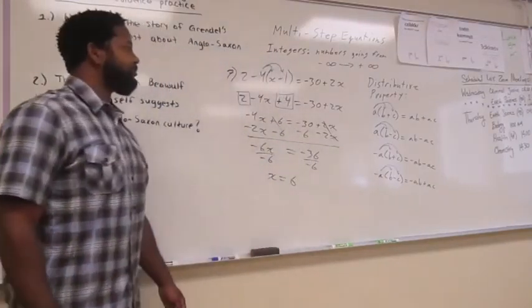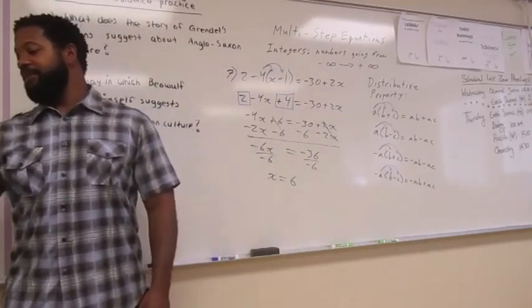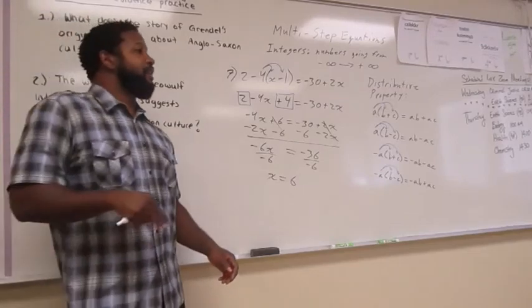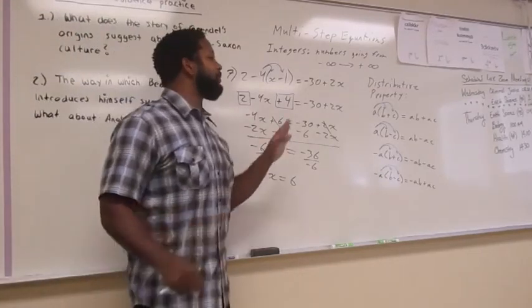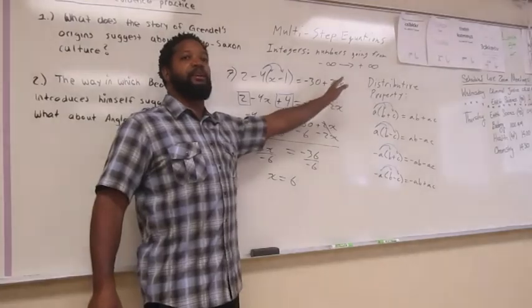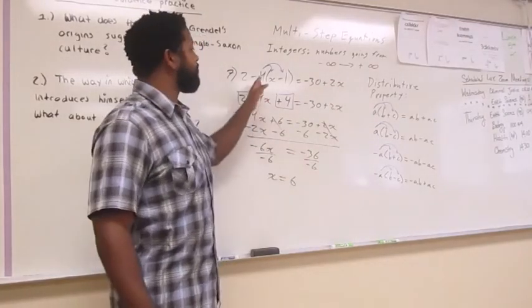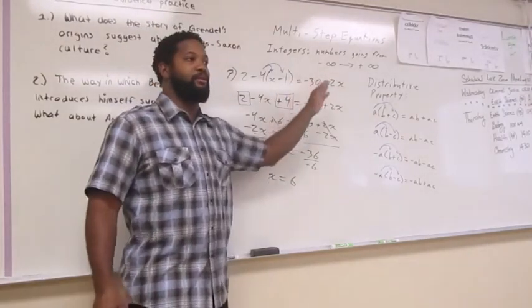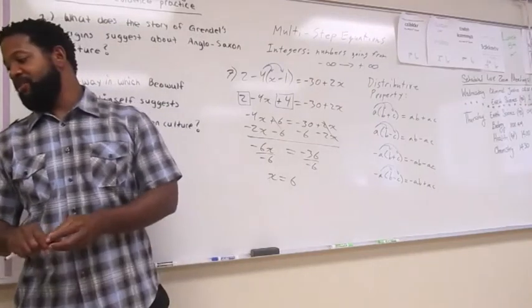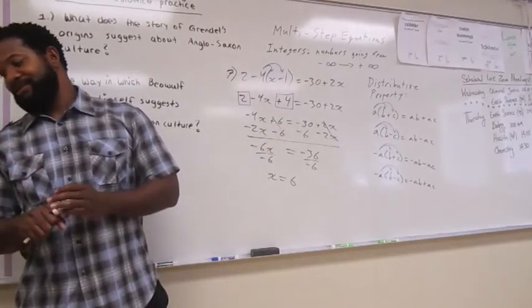Okay? Numbers 9 through 12 is just like this, except you're going to have a distributive property on the other side. You're going to have a distributive property on both sides of the equal sign, okay? Any questions?